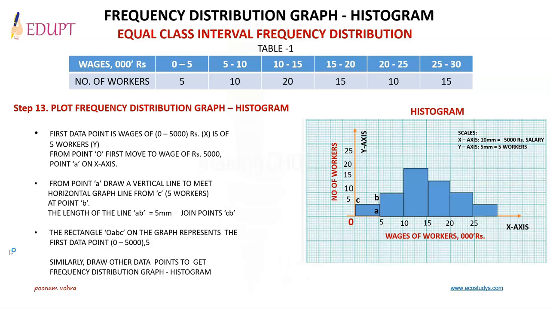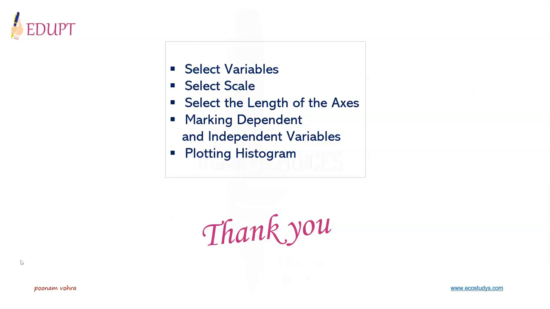One has to take care that while making a histogram, there is no gap between the bars. Next bar is adjacent to the previous bar. So with this, the discussion on construction of histogram when class intervals are equal gets complete. I hope you have understood these steps, which include first selecting the variables, then selecting the scale, then selecting the length of the axis, then marking dependent and independent variables, and finally plotting histogram.